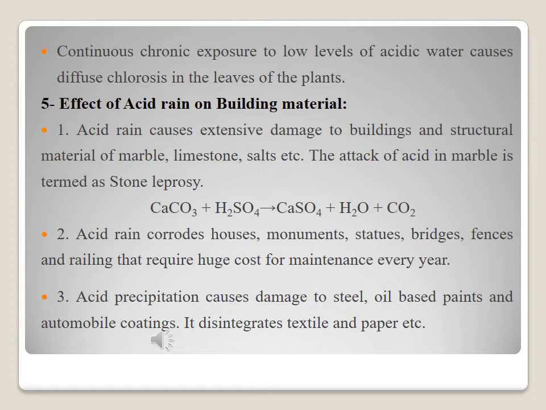Acid rain corrodes houses, monuments, statues, bridges, fences, and railings that require huge cost for maintenance every year. Acid precipitation causes damage to steel, oil-based paints, and automobile coatings. It disintegrates textile and paper also.